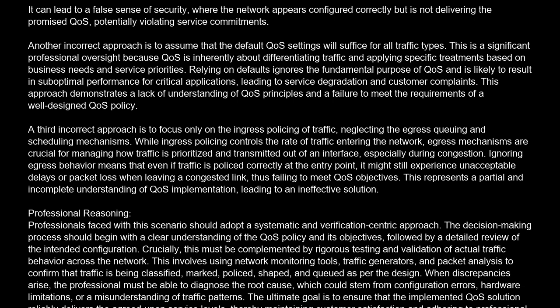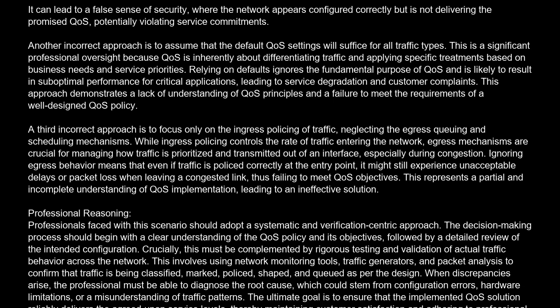CoS policy. A third incorrect approach is to focus only on the ingress policing of traffic, neglecting the egress queuing and scheduling mechanisms. While ingress policing controls the rate of traffic entering the network, egress mechanisms are crucial for managing how traffic is prioritized and transmitted out of an interface, especially during congestion. Ignoring egress behavior means that even if traffic is policed correctly at the entry point, it might still experience unacceptable delays or packet loss when leaving a congested link, thus failing to meet CoS objectives. This represents a partial and incomplete understanding of CoS implementation, leading to an ineffective solution.